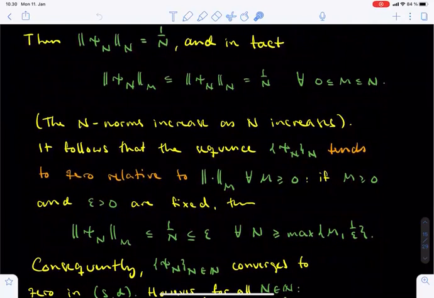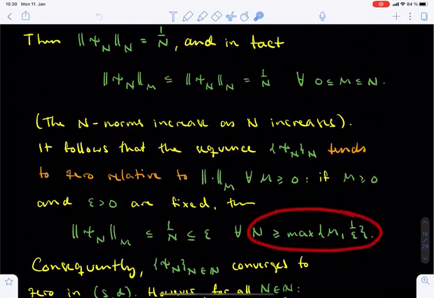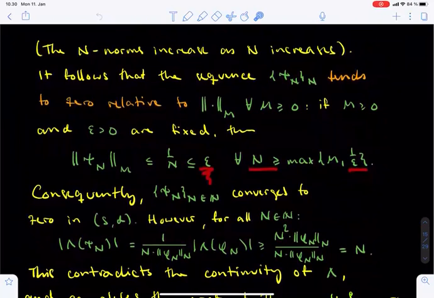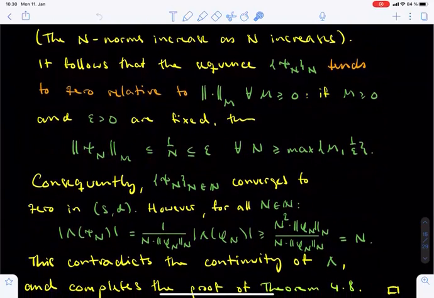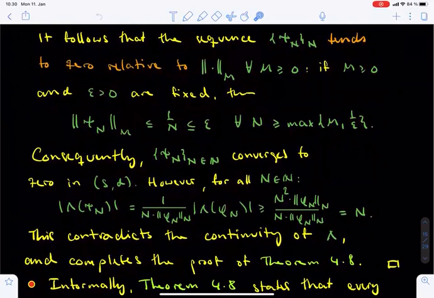Namely, if m is a natural number and epsilon is a positive number, pick n to be larger than the maximum of m and 1 over epsilon. Then the m-norm of psi_n is bounded by 1 over n, as we just saw above, and this is further bounded by epsilon by the choice of n. We have now seen that the sequence psi_n converges to 0 relative to every m-norm, and this means that the sequence psi_n tends to 0 relative to the metric d.